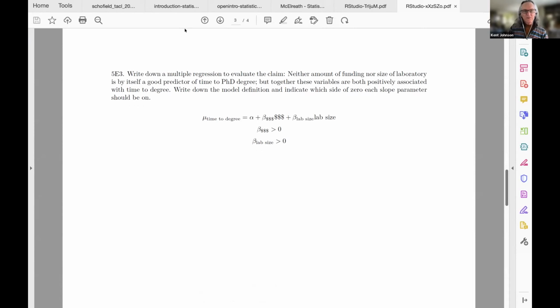Sure. Because what confused me is saying that neither parameter alone is a good predictor, and that there's no way to reflect that in the model, right? It's just that you need to make a multiple regression model. So it confused me that there was like too much information in the question, or more information in the question than you can actually reflect in the model. Yeah, exactly.